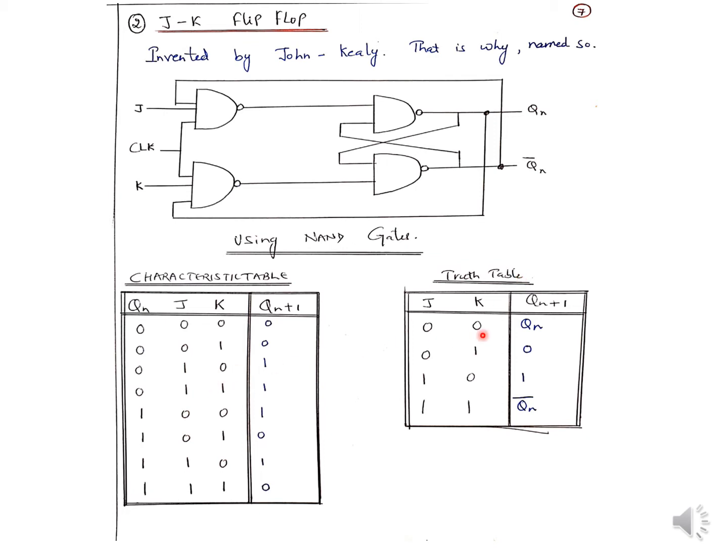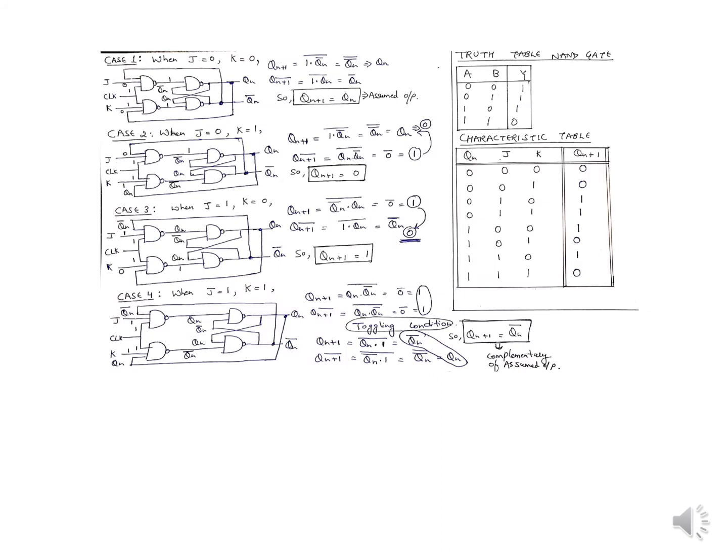Now this is the characteristic table, the truth table, which I am going to discuss in the last slide. As we discussed in the SR flip-flop how to make the characteristic table, now I am going to discuss how to make this characteristic table. As we discussed for the SR flip-flop, we have 3 inputs: Qn, J and K. If there are 3 inputs, then there will be 8 possible combinations. We have made the 8 possible combinations. And how have we determined Qn plus 1? We use the same method as we did in the SR flip-flop.